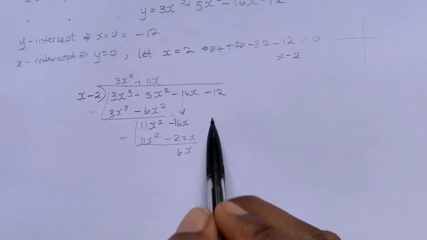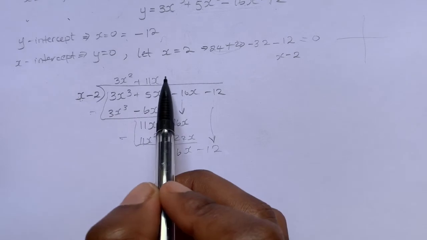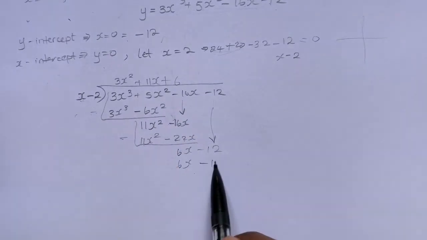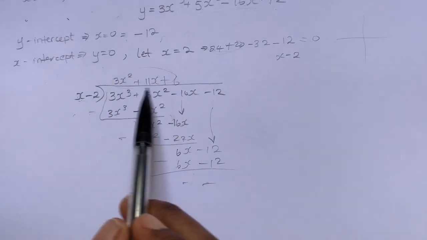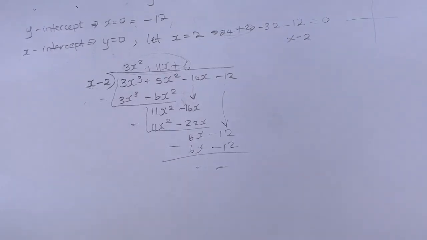X, we bring down our negative 12, and once more. X into 6x is 6. 6x, 6 times negative 2, remainder 0. So this right here is the quadratic that we're left with, and we'll now solve.